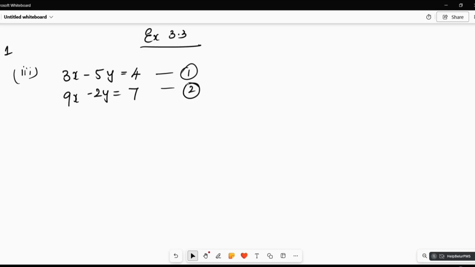Ma'am, the second equation is wrong. Yeah, the second equation is wrong. What is the equation? 9x equals 2y plus 7. That's why what I have done is 9x minus 2y. Wait, 9x is equal to 2y plus 7, right? I have taken minus 2y to the LHS, so now it will become 9x minus 2y is equal to 7.